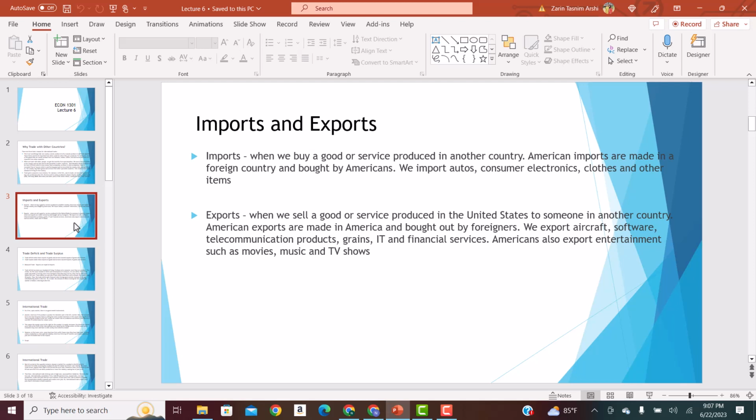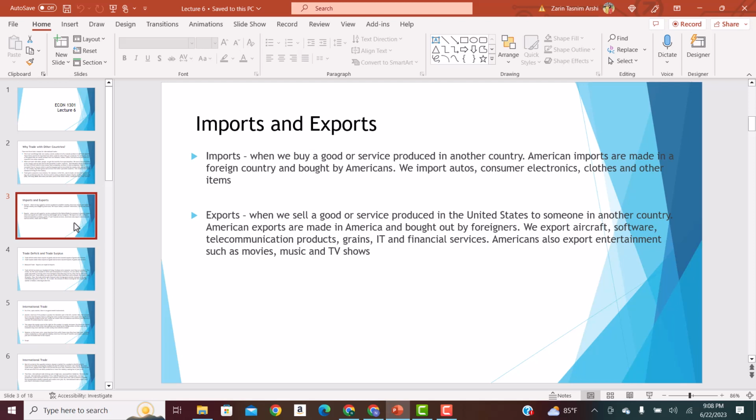Now the other type of trade is called exports. Exports are basically when, let's say, the US produces goods domestically, and these goods or services are bought by foreign countries. So when the US is selling a good or service produced in the United States to some other country, let's say in Europe, India, Asia or Australia, then that is called exports. American exports are made in America and bought by foreigners.